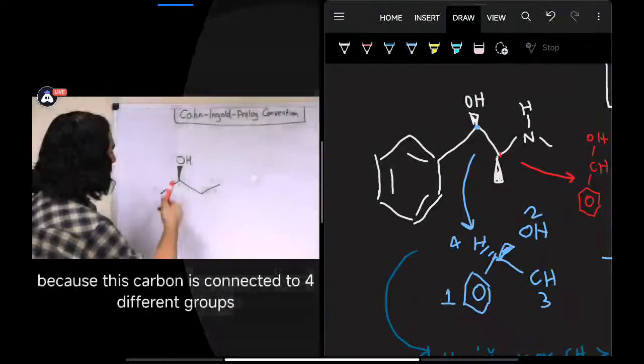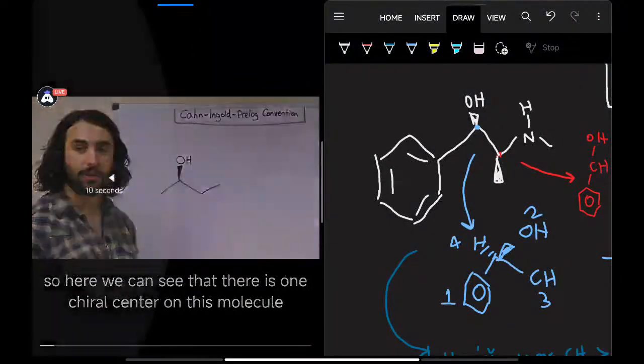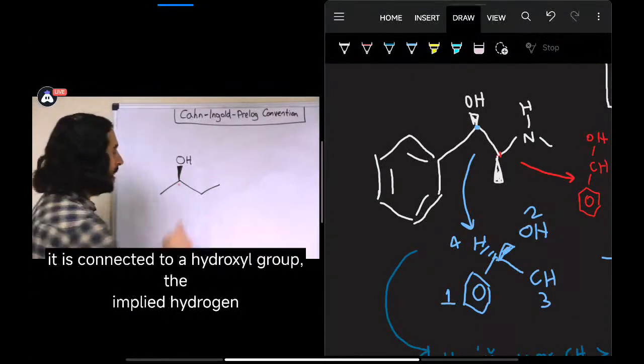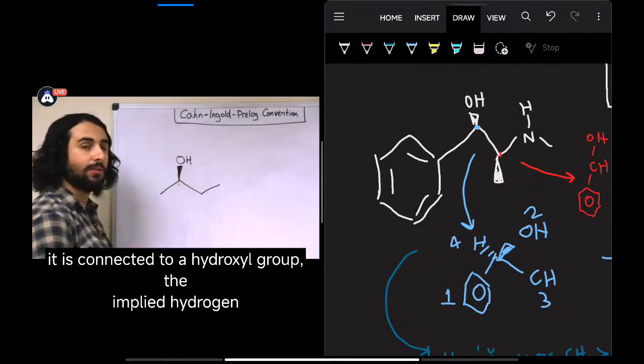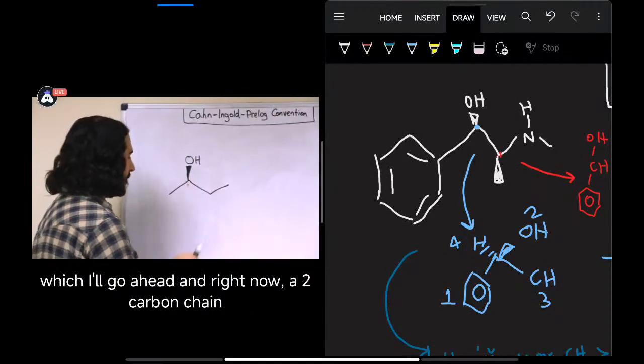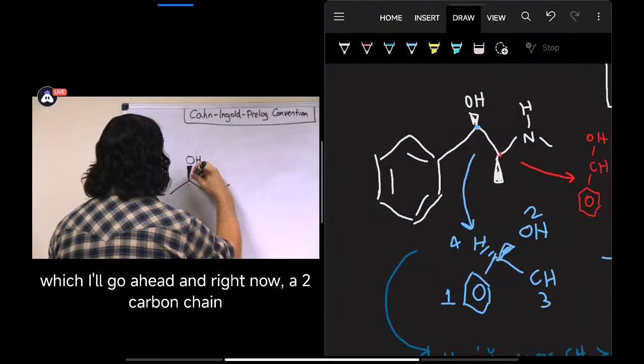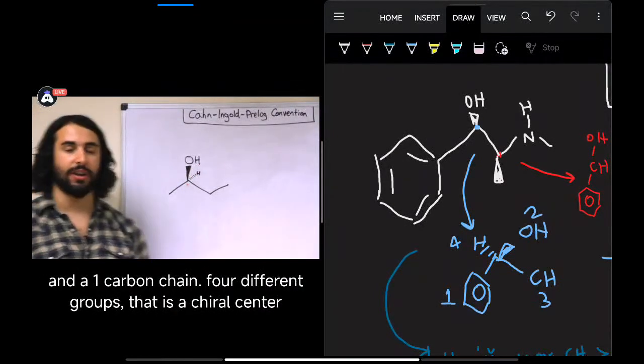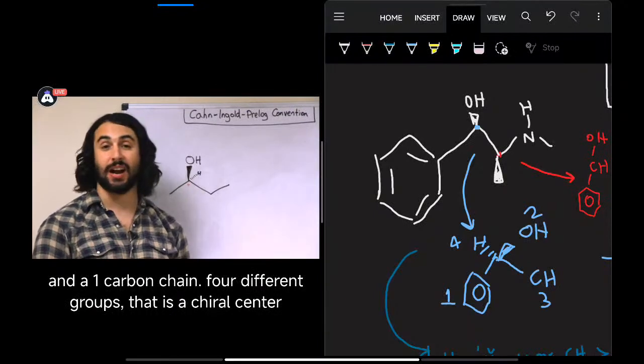Because this is a 2-carbon molecule, this carbon is connected to 4 different groups. It is connected to a hydroxyl group, the implied hydrogen, which I'll go ahead and draw right now, a 2-carbon chain, and a 1-carbon chain. 4 different groups, that is a chiral center.